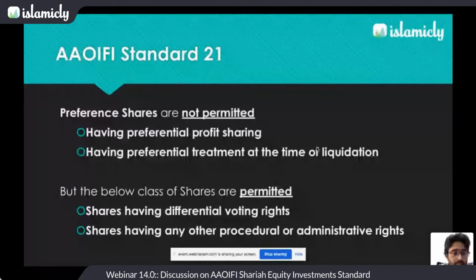But if there are different classes of shares, and if an ordinary share also has a characteristic of having a differential voting right or an advantage in terms of procedural or administrative rights, such shares are permissible for investment. So if a share allows you a differential voting right, that is probably instead of one voting right per share, you get two voting rights per share, this investment is permissible. Or it gives you a procedural advantage, owning those shares is also permissible. So that's the clarification that AAOIFI has given. So preference shares in general are not allowed, but shares which are different from ordinary shares, having an enhanced voting right or a differential voting right, are permissible, or something which gives you a procedural or an administrative right is also permissible.